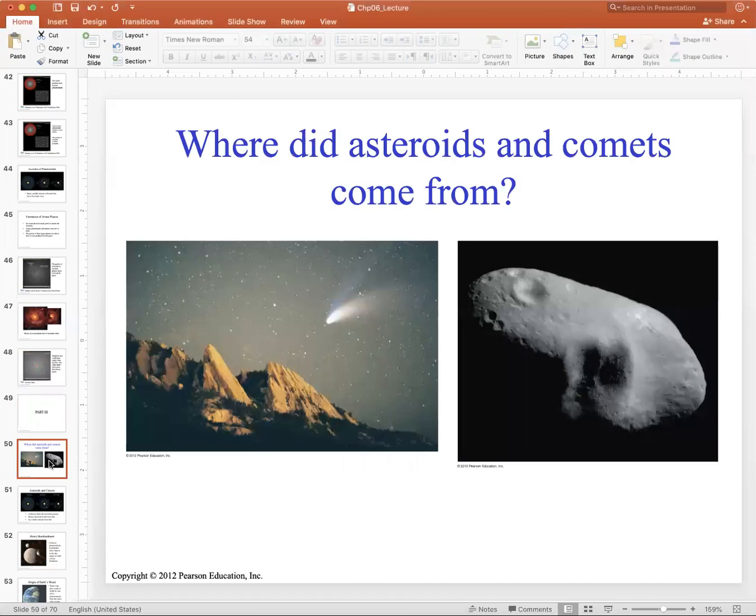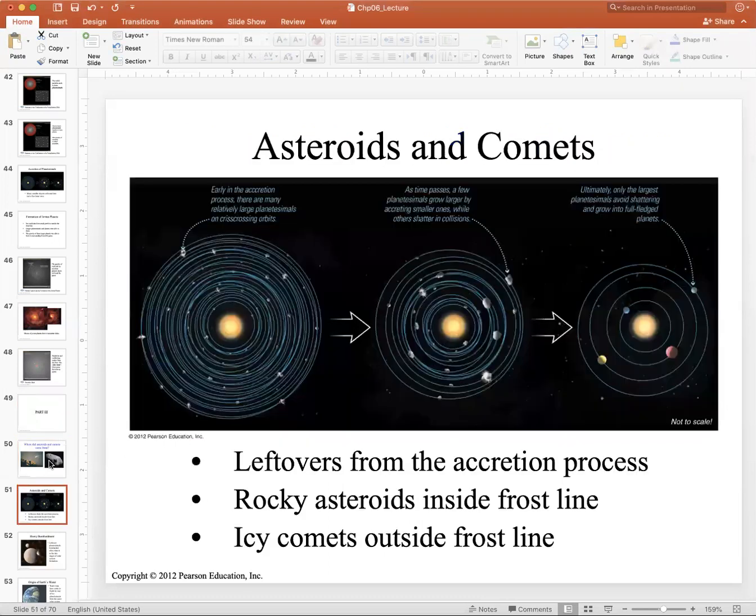So let's talk about how asteroids and comets form, or where they form exactly. Asteroids and comets are the leftover of the accretion process. For whatever reason, they didn't end up being part of a planet. Rocky asteroids formed, or accreted, inside the frost line, or snow line. And icy comets, which are mostly ice plus dust particles, form outside of the frost line.